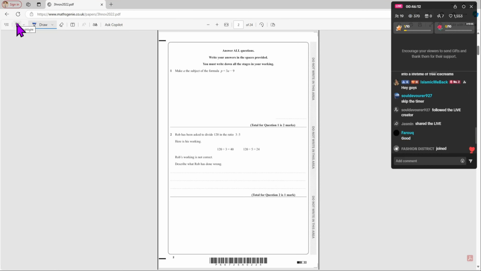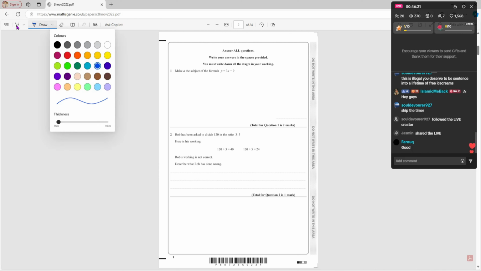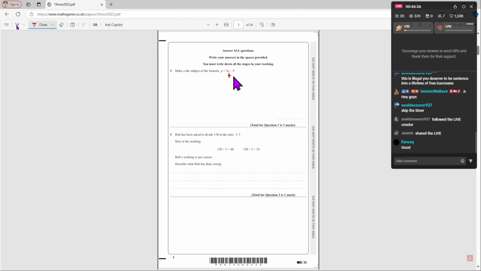Minus 9. So whenever making a letter the subject, what we need to do is make it alone on one of the sides of the equal sign, okay? So the first thing we have to do is make A alone. It's going to add 9 on both sides.